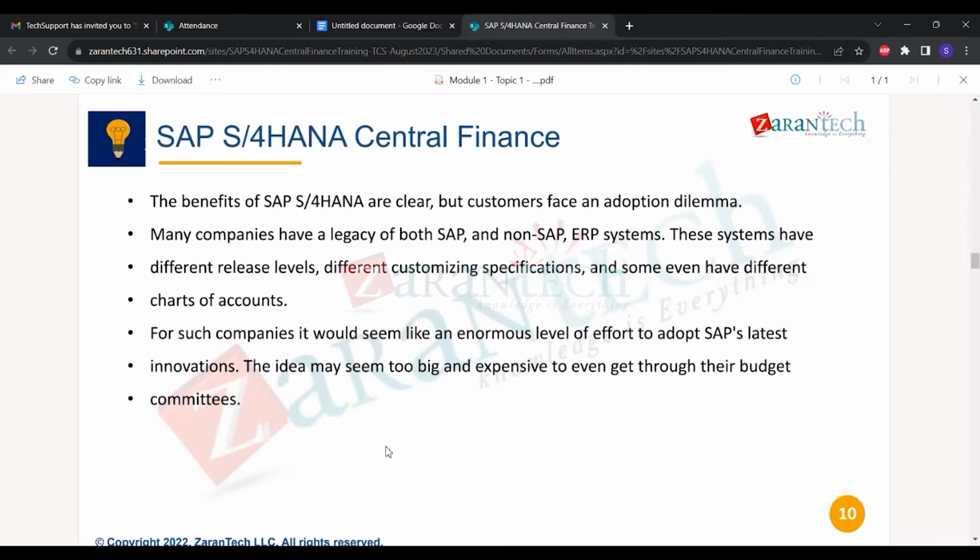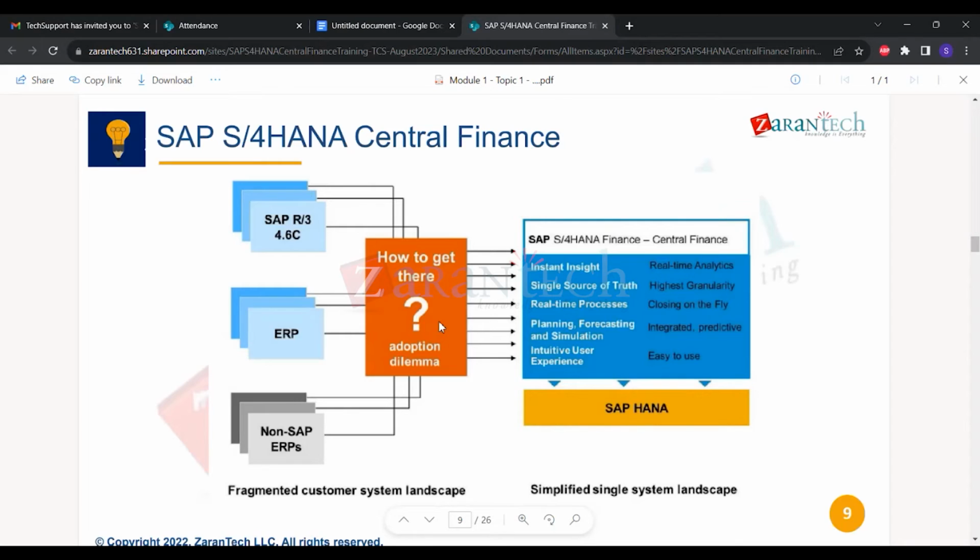Without RFC connections, will it load the data from the source to the target system, or only to the SLT level? Your source system will be connected to SLT, and SLT will be connected to the central finance system. So the data flow will be like that: from source system to SLT, and SLT to central finance.